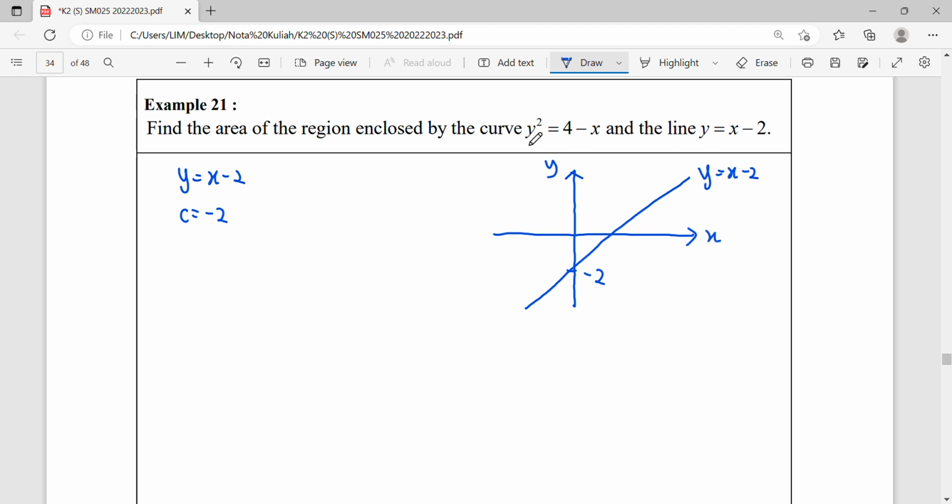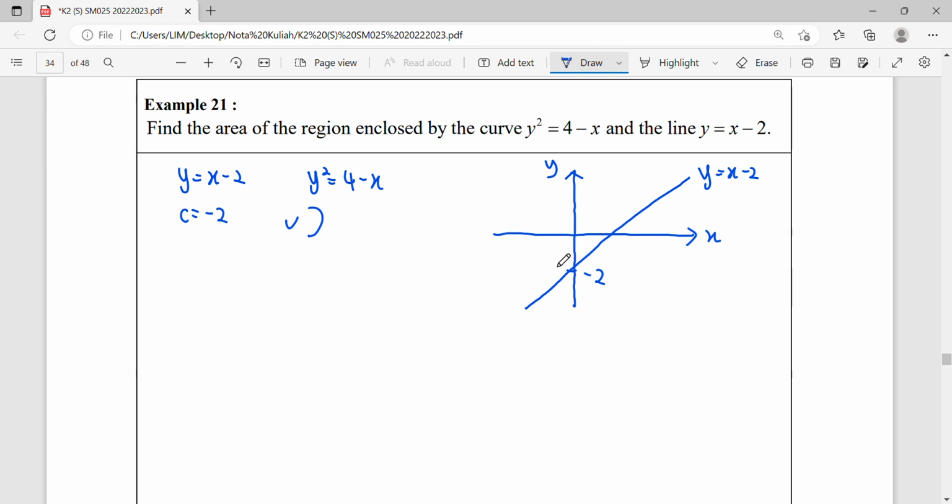So for y squared, it will be concave left hand side or right hand side. Actually, it is a parabola graph. So when you have y squared equals 4 minus x, it will be a parabola graph, concave left hand side or right hand side. Whether we know it is left or right, we see the coefficient of x here. The coefficient of x here is negative, which means it's concave to the left hand side. So it will be in this shape, a C shape like that.